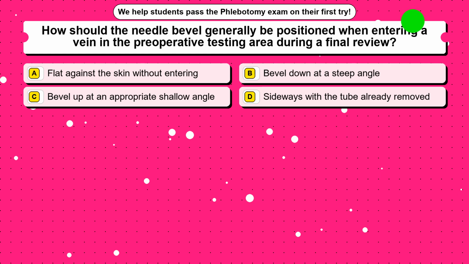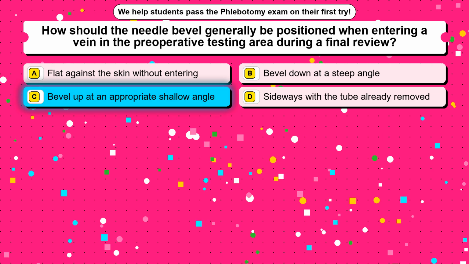Question 13. How should the needle bevel generally be positioned when entering a vein in the preoperative testing area during a final review? Option A, flat against the skin without entering. Option B, bevel down at a steep angle. Option C, bevel up at an appropriate shallow angle. Option D, sideways with the tube already removed. The correct answer is option C, bevel up at an appropriate shallow angle.